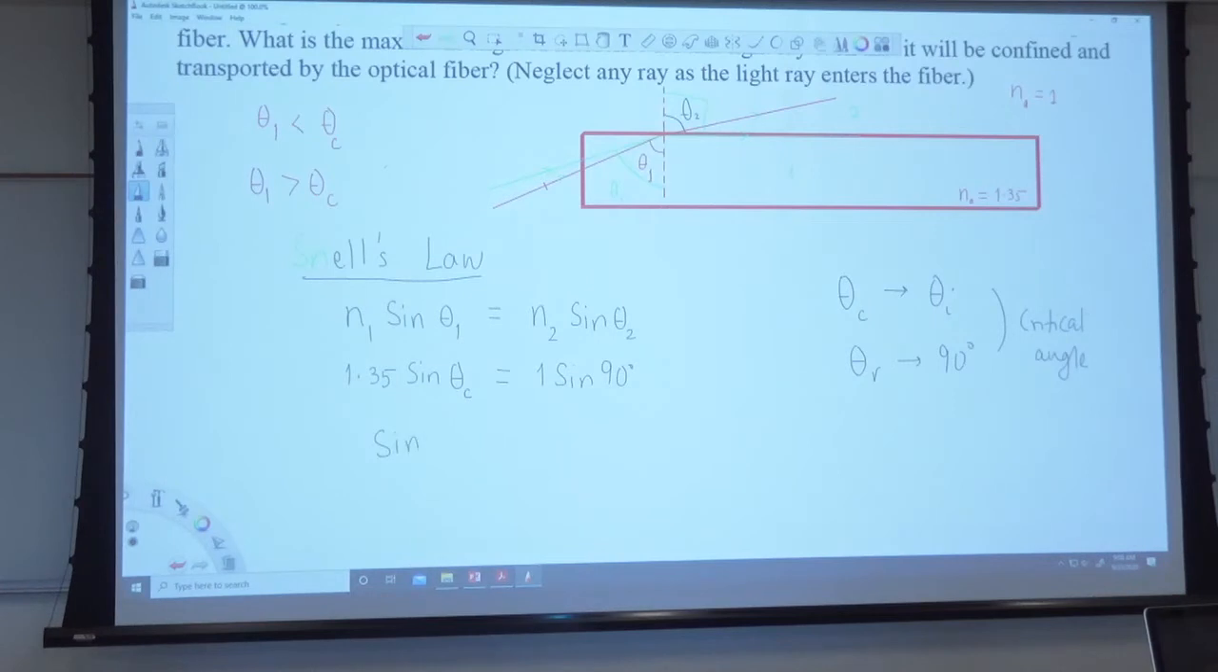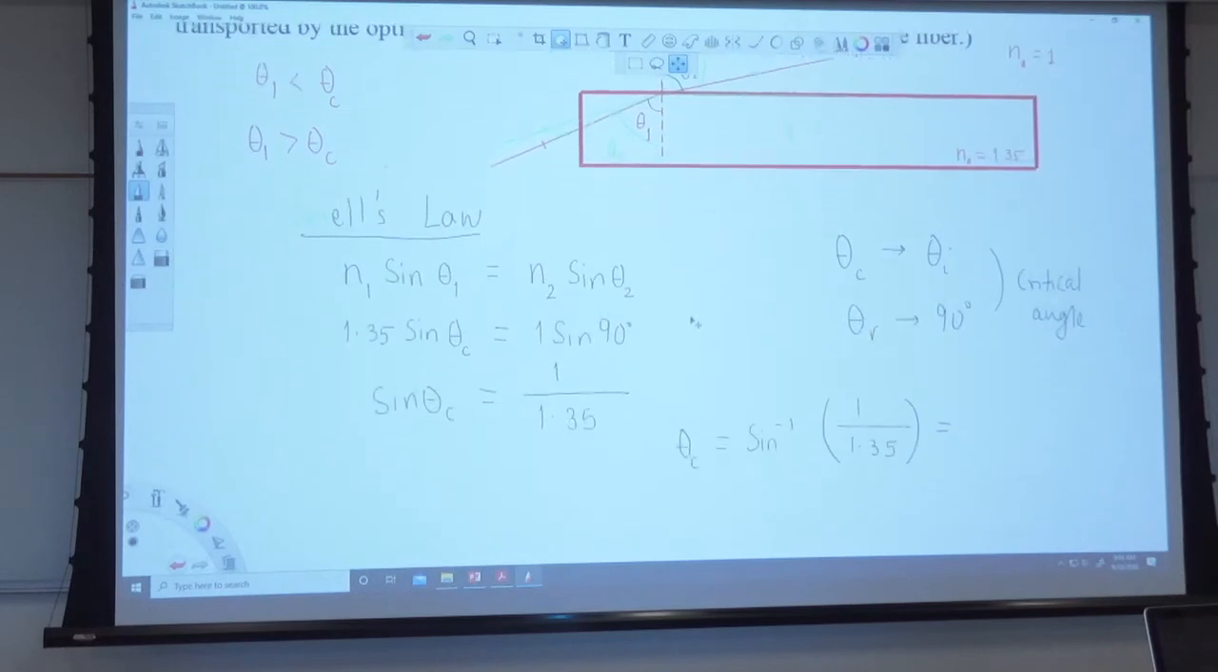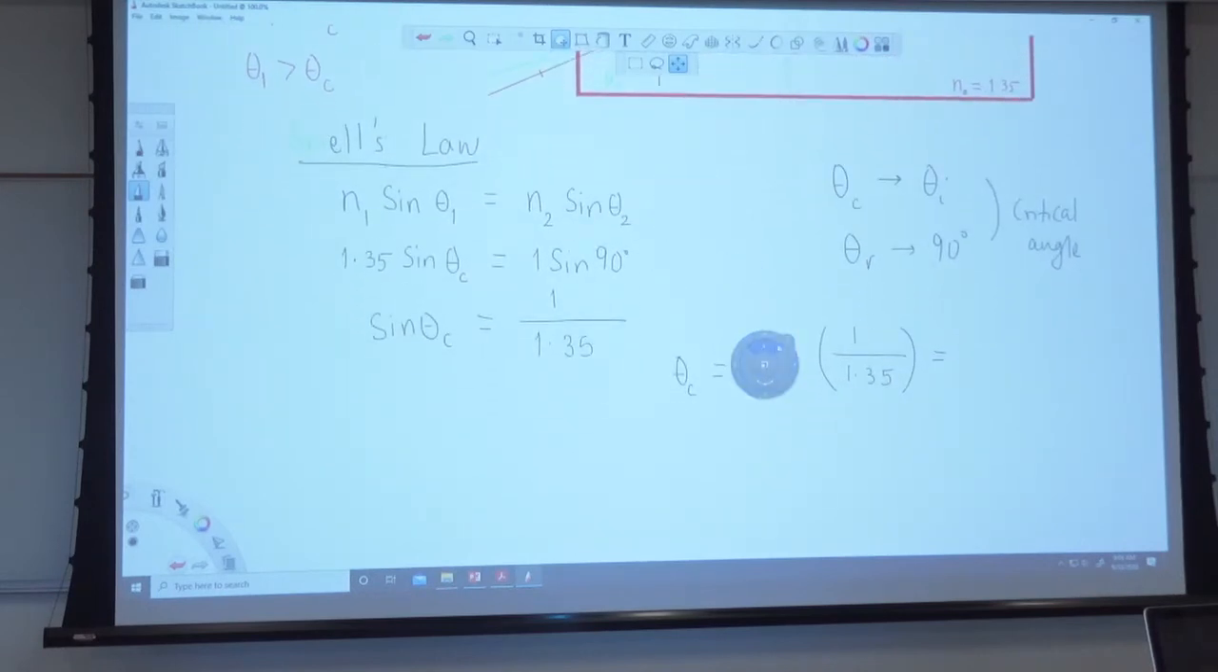So sine theta C is equal to sine 90 degrees, which is 1. 1 times 1 is 1, over 1.35. Okay, so we want to find theta C. Theta C would be sine inverse of 1 over 1.35. And then let's see if I have a calculator. Why don't you guys do that calculation and see what you get? Anyone have an answer for that? 47.8. Okay. So that's the critical angle.